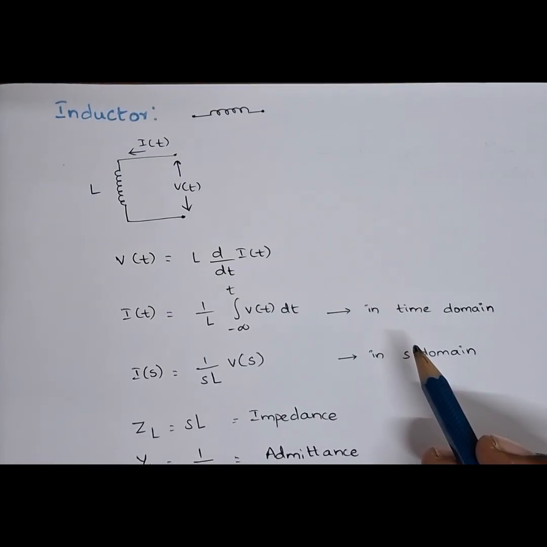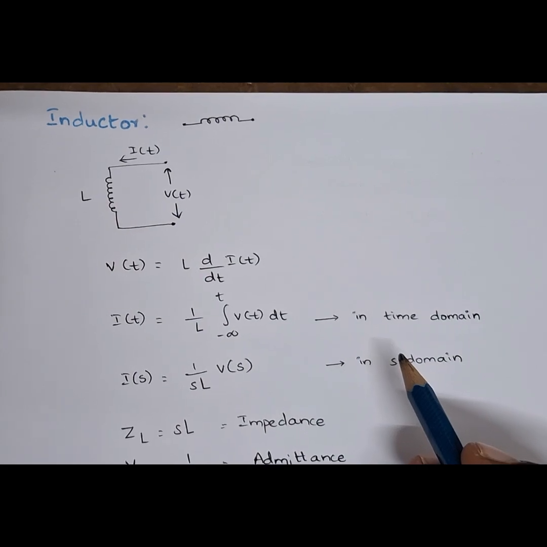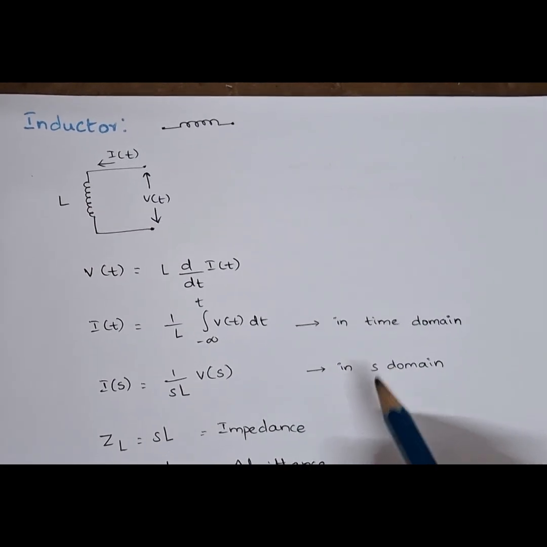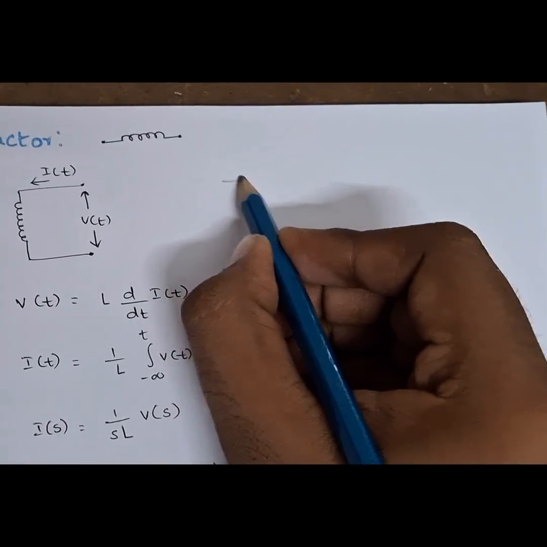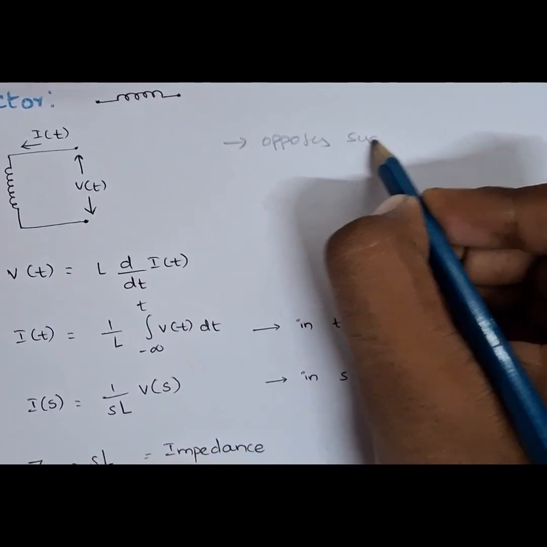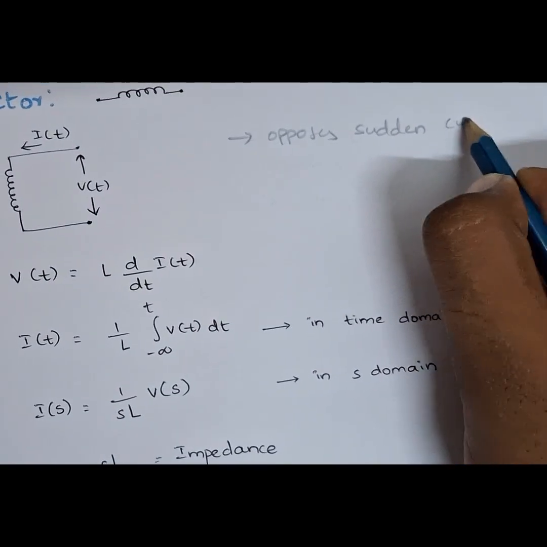The next component is the inductor. An inductor opposes sudden changes in current. It stores energy in the form of a magnetic field when current flows through it. So the main role of an inductor is to oppose sudden current changes.